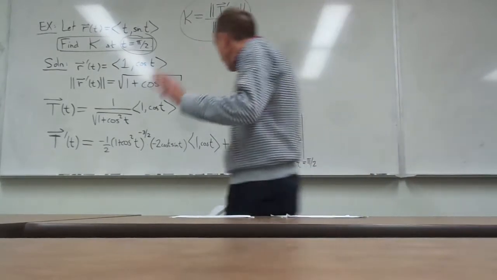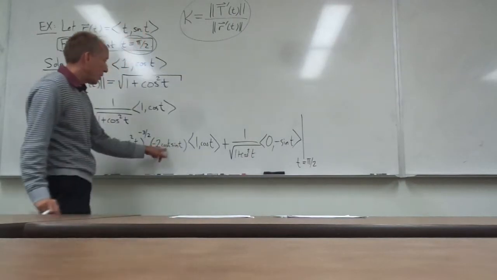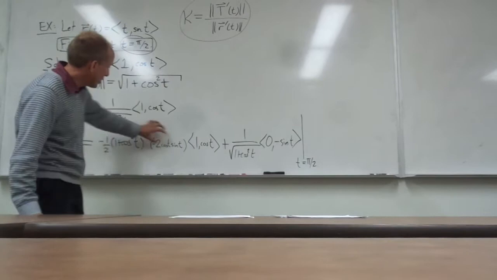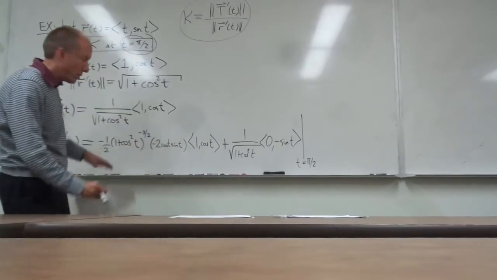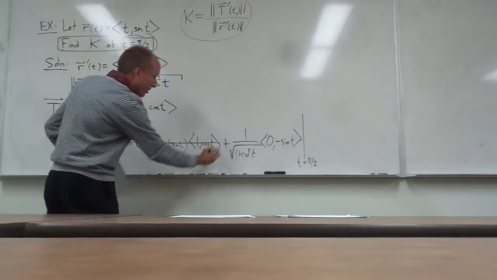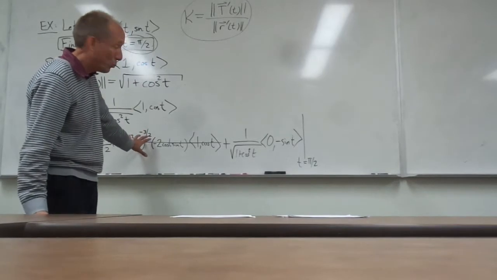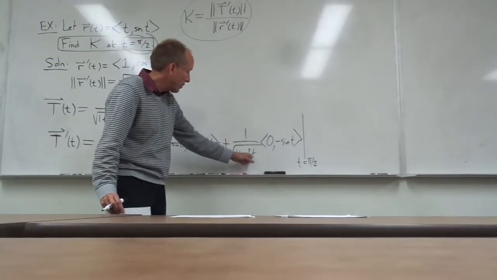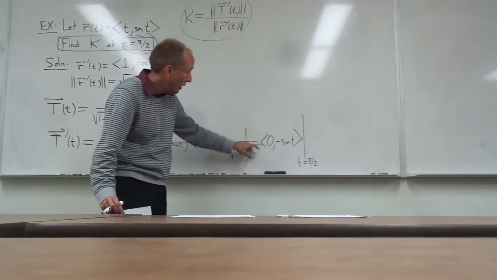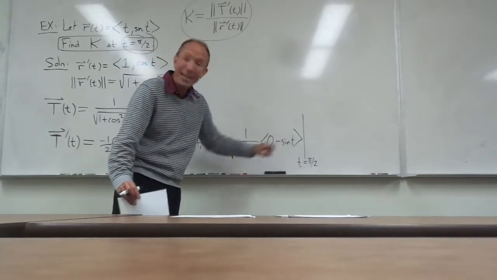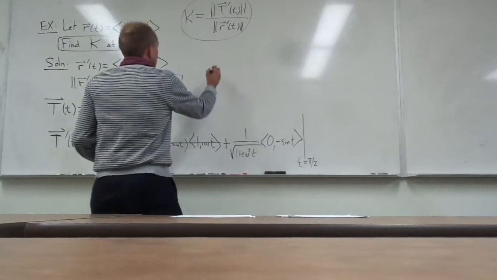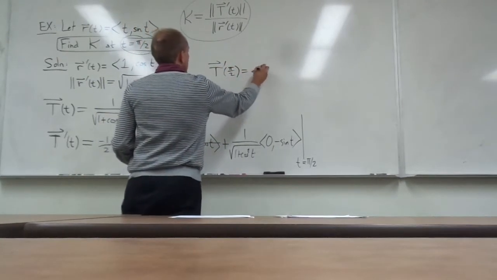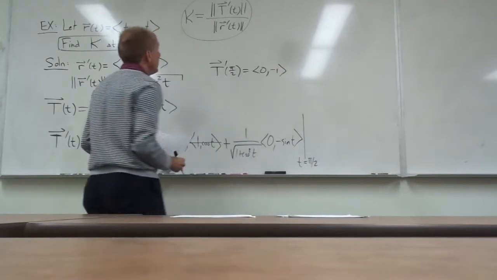The amazing thing, of course, is that the cosine of pi over 2 is 0. That means that this scalar in front here is actually 0, so this whole entire part of our expression goes away. Cosine of pi over 2 is 0 here as well, so we just have a 1. This is just 0, comma, negative 1. So T prime of pi over 2 is just 0, negative 1.